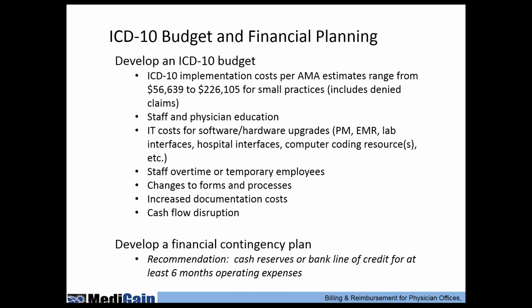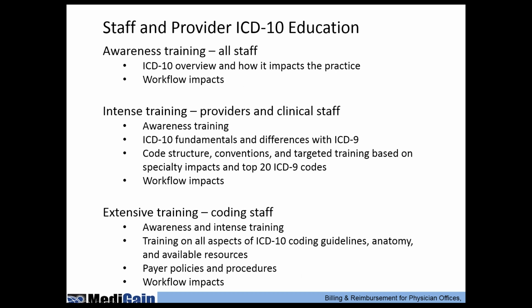So what happens if your revenue is 10% lower in October and 20% lower in November? What does that do to your budget? Do you need to have a line of credit, or do you need to have cash reserves? The best practices that I've seen recommend at least 3 to 6 months either of cash reserves or cash access through a bank line of credit, just as a contingency plan in case there's a significant interruption in cash flow. These are the 3 levels of training, as we mentioned before.